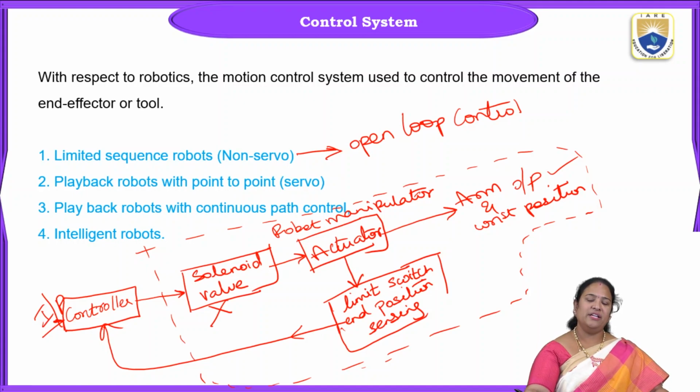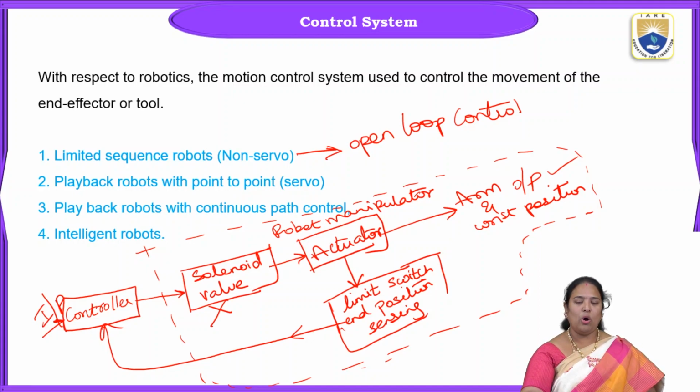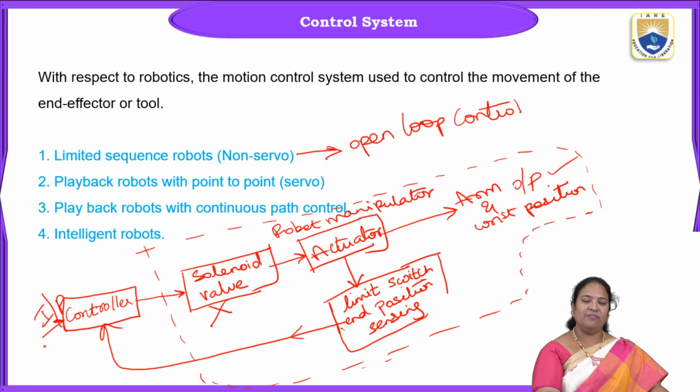This whole operation is being done in the robot manipulator, right? This whole operation will be done in the robot manipulator. So this is how an open loop controller works. Initially the input is given to the controller, and the controller sends signals to the solenoid valve, with the help of which the actuator starts working. As the actuator starts working, the arm and wrist position changes, and the limit switch gets on, sending the signal to the controller, with the help of which the solenoid valve gets deactivated.